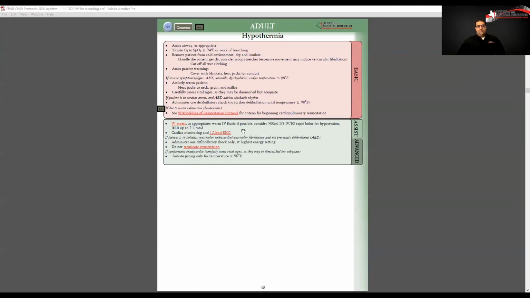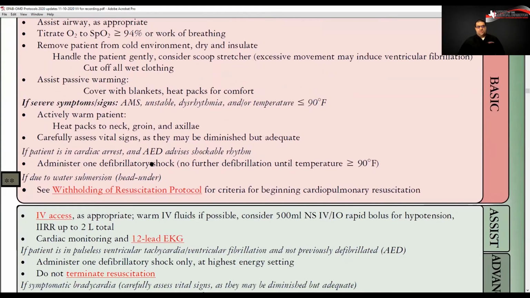In hypothermia, the only real change here is this addition, again, as we talked about in the withholding of resuscitation protocol, for head under submersion, water submersion. Obviously, again, not vehicular submersions, but a patient who's drowned in cold or warm water. Remember that cutoff is 6 degrees Celsius: 90 minutes or longer in less than 6 degrees Celsius, or 30 minutes or longer in more than 6 degrees Celsius, allows you to withhold resuscitation.